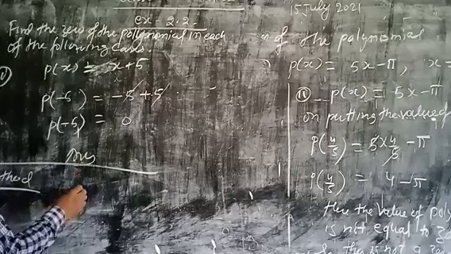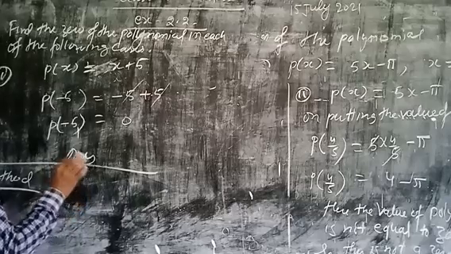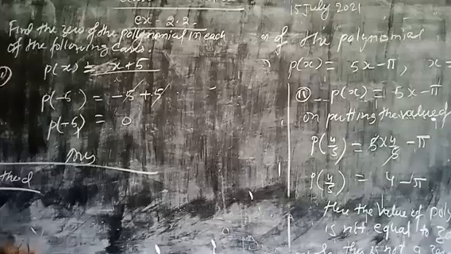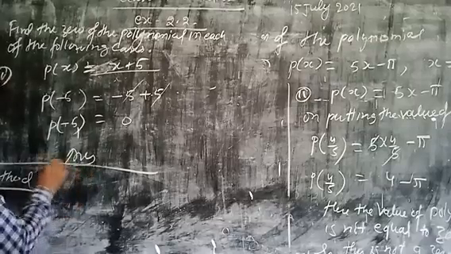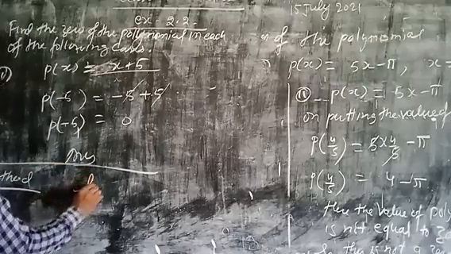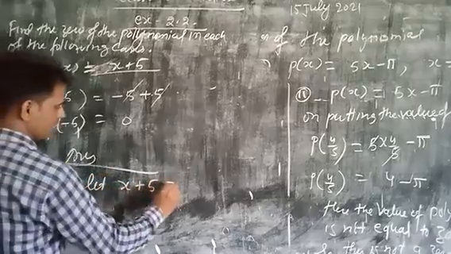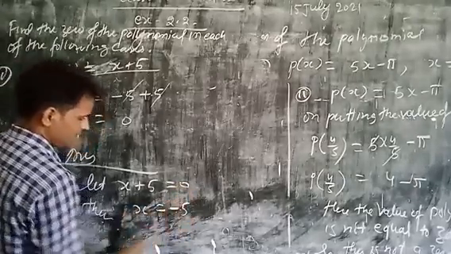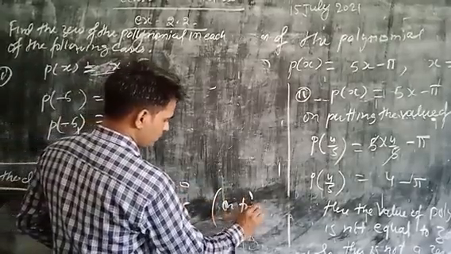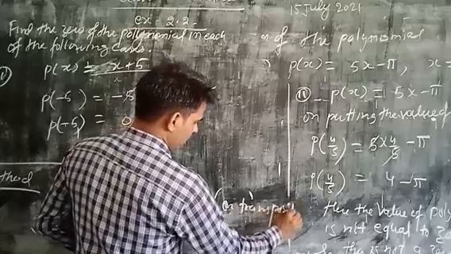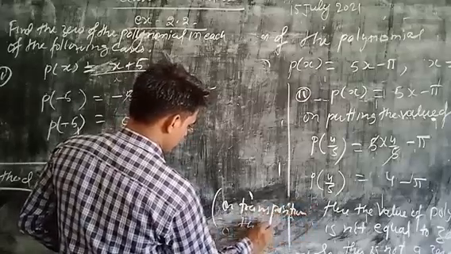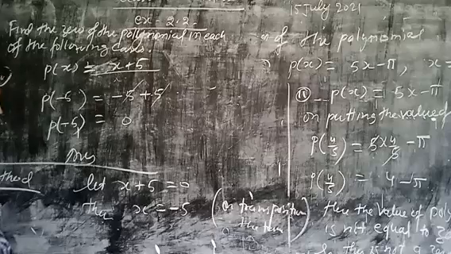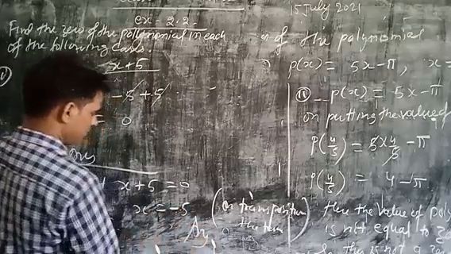Okay, now we compare the given polynomial with 0. Now look here, let x plus 5 is equal to 0, then x is equal to -5 on transposing the terms. On transposition of the terms we get x is equal to -5. So this is the zero of the given polynomial.